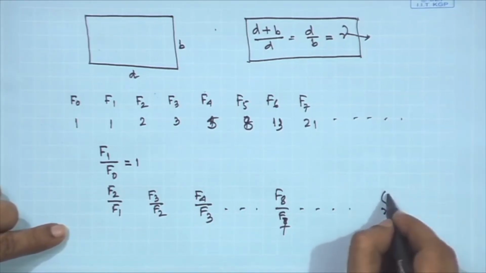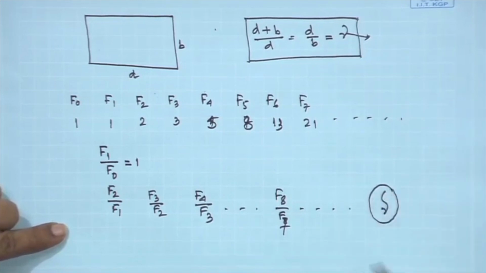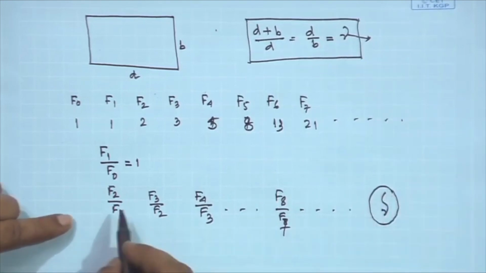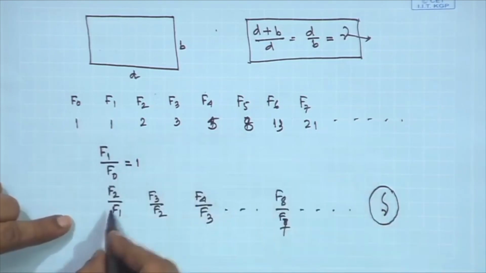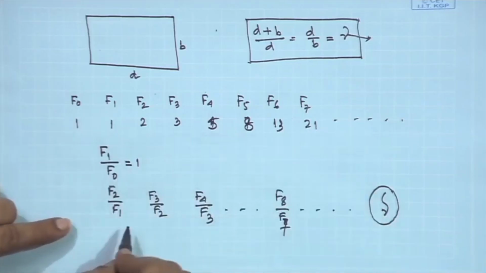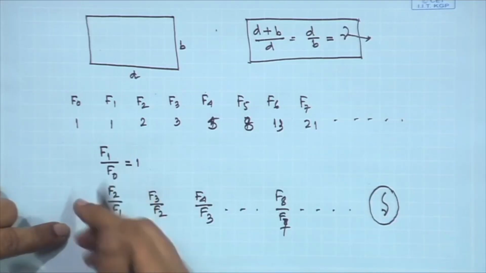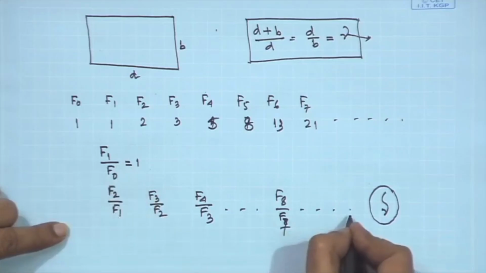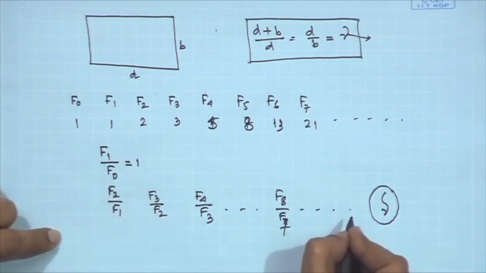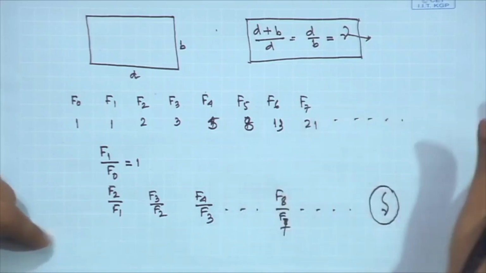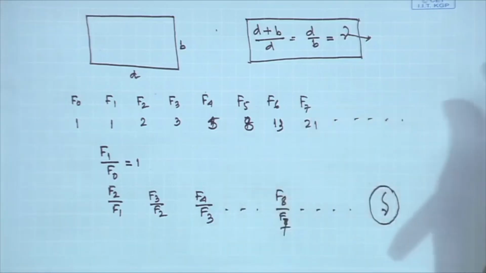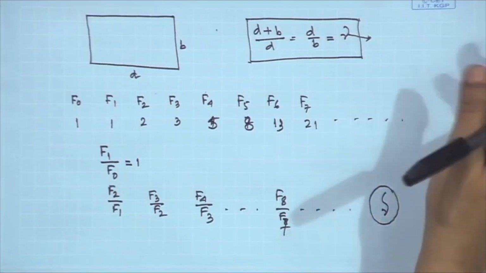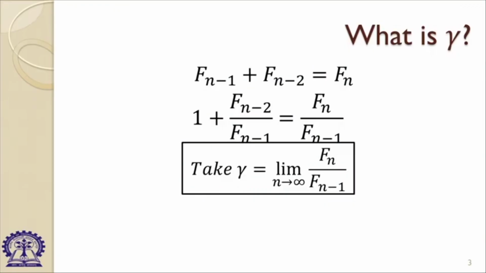Now the question comes, what should be the value of gamma? You can find this gamma value by considering this ratio only. If we find out the ratio values from here, we will see that the value is converging to a certain decimal point, and that is the value of gamma. That is the beauty of it. But from here we can also find out the value for gamma as well.